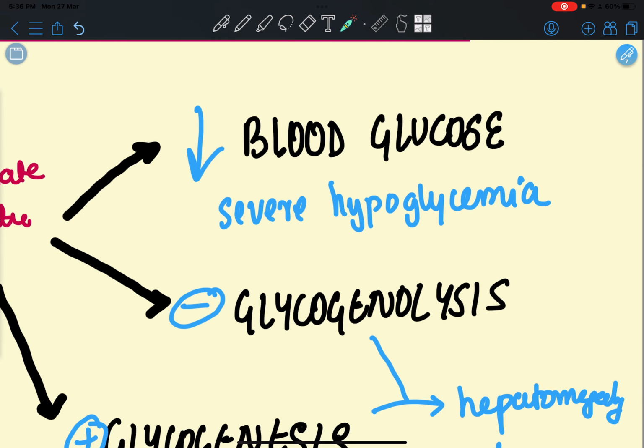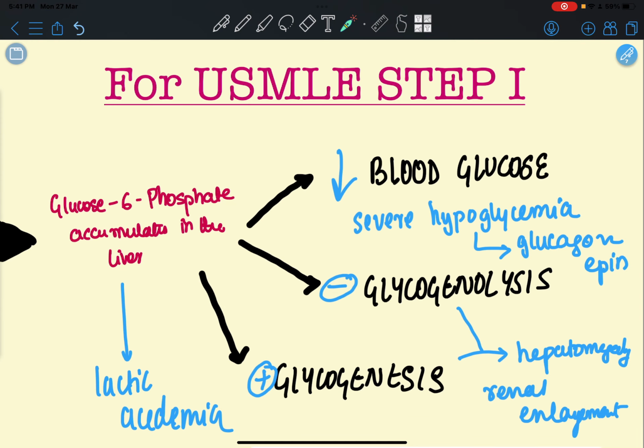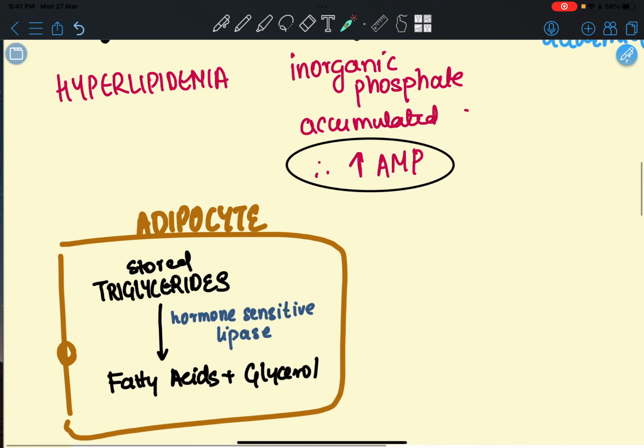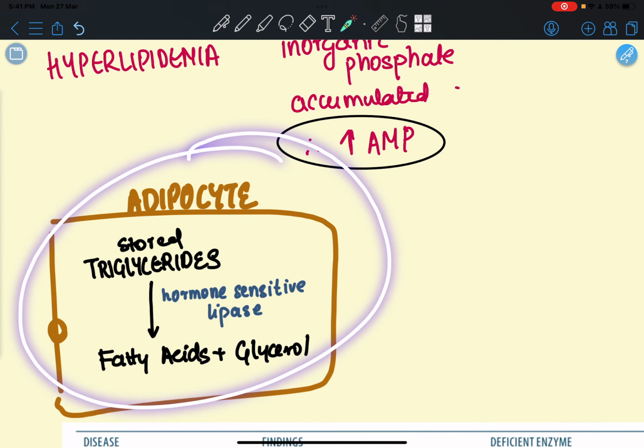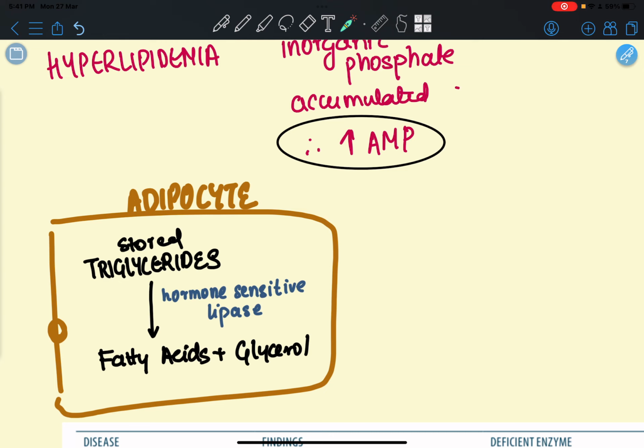So what happens is when there is hypoglycemia, decreased blood glucose levels, there is a feedback mechanism. This feedback mechanism causes a release of hormones like glucagon and epinephrine. These go and affect the adipocytes. So we come back here. So this is an adipocyte. So what do fat cells have? Triglycerides, stored triglycerides. These triglycerides are actually converted to fatty acids and glycerol by an enzyme called hormone sensitive lipase.